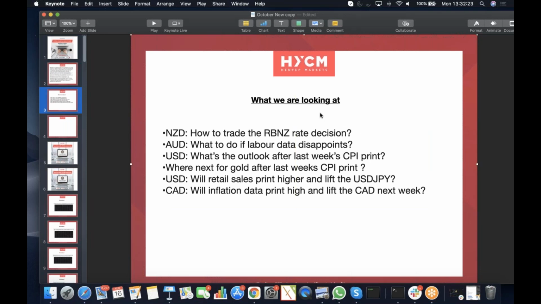Now, what we're looking at today, we're going to be looking at the RBNZ rate decision, how to trade it. We'll be looking at the Australian dollar labour data that's coming out. We'll be looking at the US dollar. What's the outlook after last week's CPI print? And since I did this outlook, we're also going to look at the University of Michigan sentiment, which was very soft. I'm just going to run through what that means for the dollar. Looking at where next for gold after last week's CPI print, and again, I'll update us on that. There's been a bit of movement since I wrote this midweek last week. And we'll be looking at the US dollar retail sales print, which does remain pretty much in focus. And we're looking at CAD as well. So that's the main focus for the session.